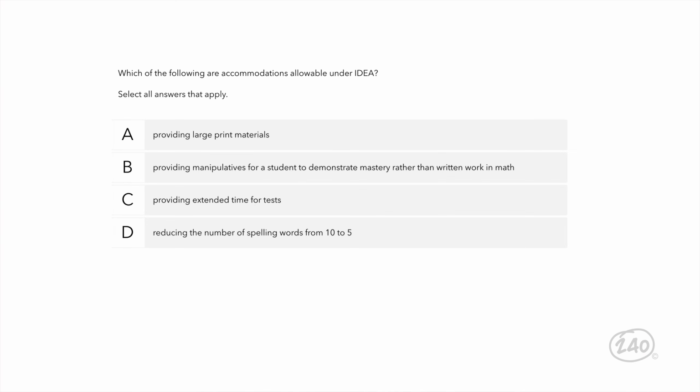One more to go. Everyone's favorite, legal codes. Ooh, IDEA is a big chunk of this competency, so you'll want to know it inside and out. This question gives us a chance to see what we know.